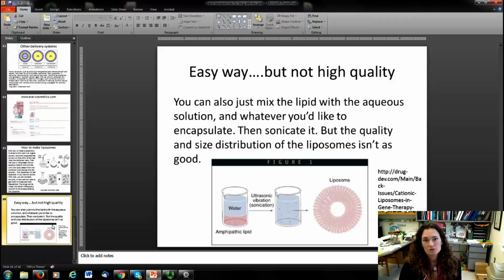Okay, so for example, I've seen YouTube videos of people making liposomes in their blenders at home or with ultrasonic jewelry cleaners, where they just mix their lipid with whatever they want to use. Lots of times it's vitamin C. If you Google how to make liposomes on YouTube, you'll see a lot of videos about that. Mix it with the vitamin C in an aqueous solution, liposomes form. There you go, Bob's your uncle. You've got yourself a liposome.